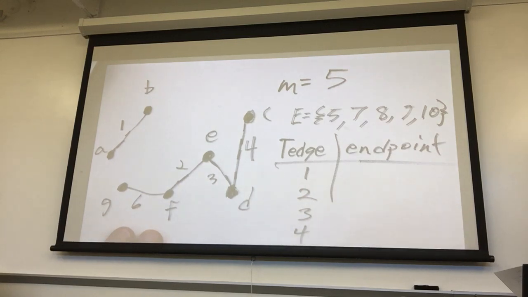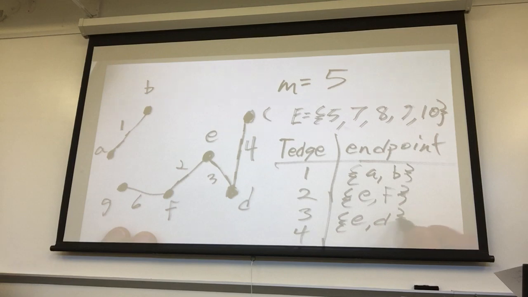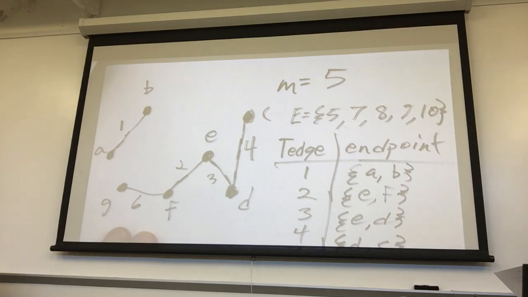3, 4, and 6, which would be AB. I know y'all are writing a lot of this stuff over again, but there's a point to this. EF, ED, BC, and what was the last one? FG.